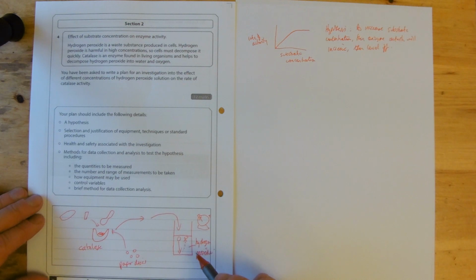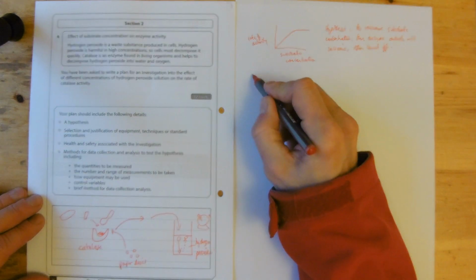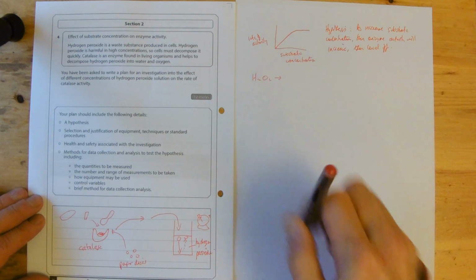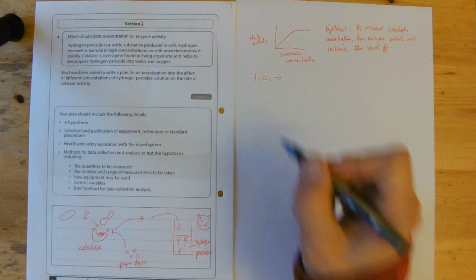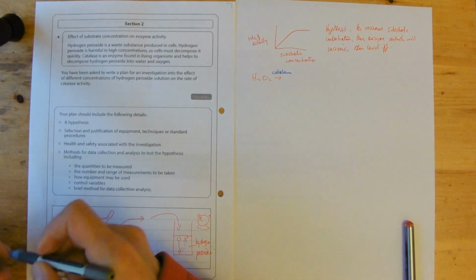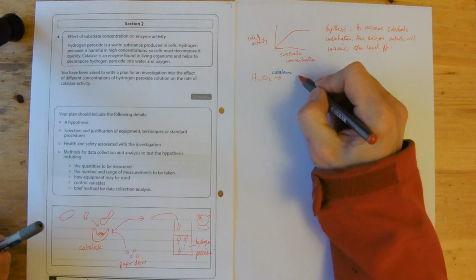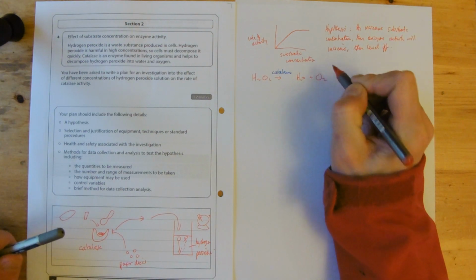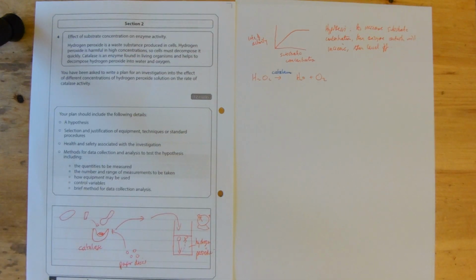And that was because hydrogen peroxide, H2O2, used catalase, the enzyme, and that turned it into water, but also oxygen, which was a gas, and made it float.